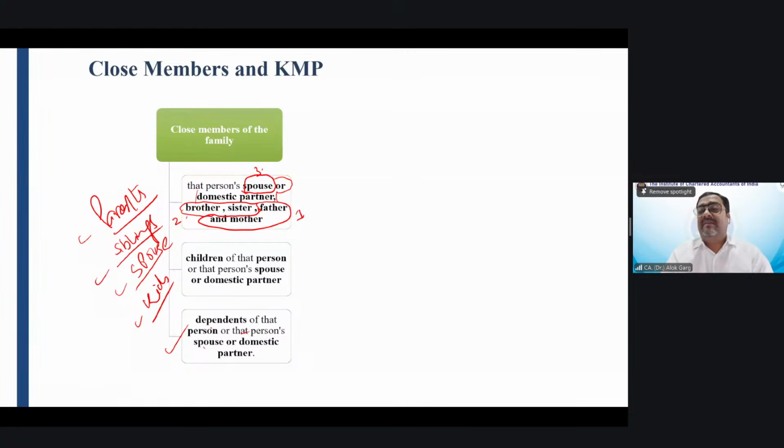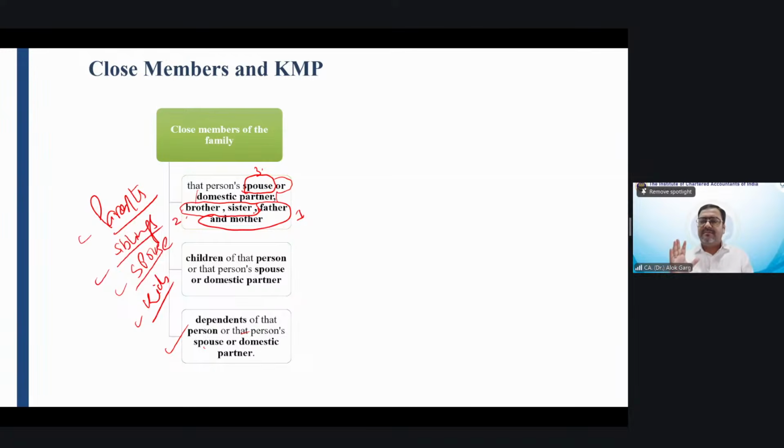So parents, sibling, spouse, kids, children, and dependents of that person or that person's spouse. For example, if you see the parents, whose parents are covered here? Only that person's parents and person's siblings are covered here. Person's brother and sister and person's parents. The spouse or domestic partner's brother and sister, and the spouse or domestic partner's parents are not covered here, right?